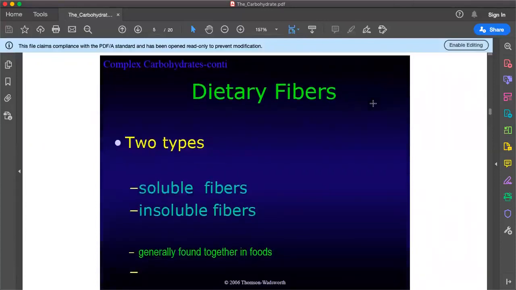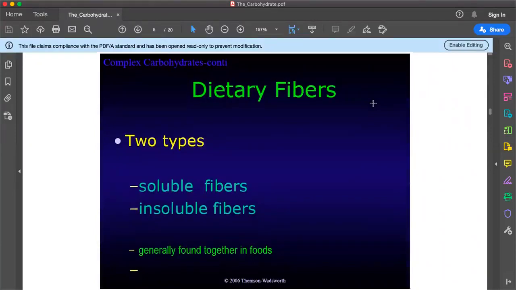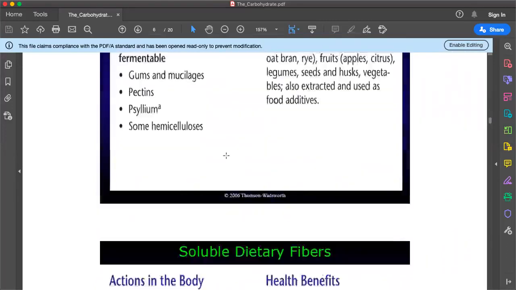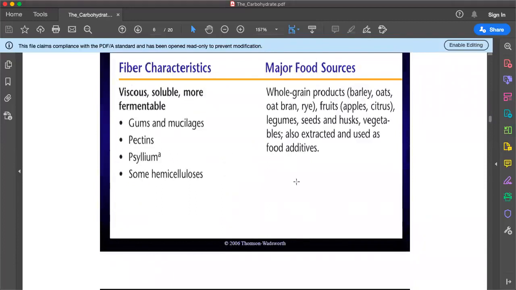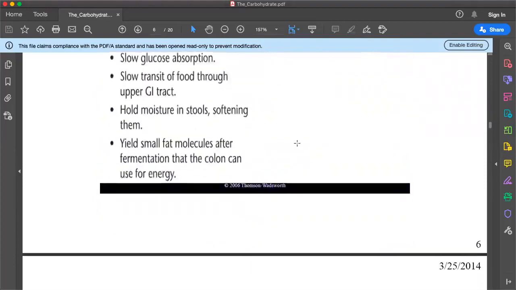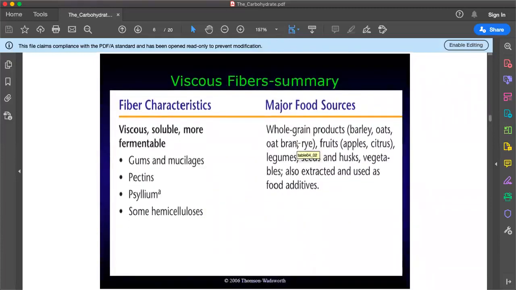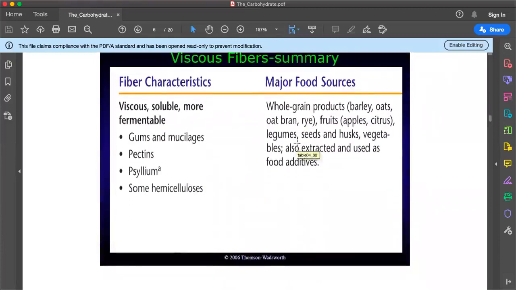There are two types of fibers: soluble fibers and insoluble fibers. And it's very important here to know the differences, the major sources, and their health benefits. I will give you some examples, but please pay attention to these tables as they're going to guide you to the main differences and health benefits.